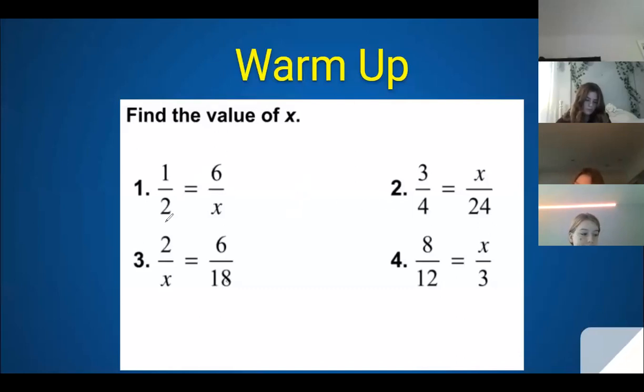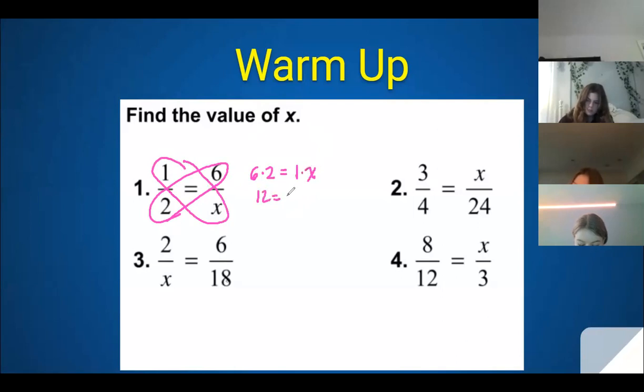You would do the 6 times 2 to get the x, and then it would equal 12. So you know that x is 12. A little bit of cross multiplication here, right? So x is equal to 12. Yeah, use that magic cross multiplication tool and solve the remainder of the problems in your warm-up. Go, go, go. 3 times 24 and number 2, okay.